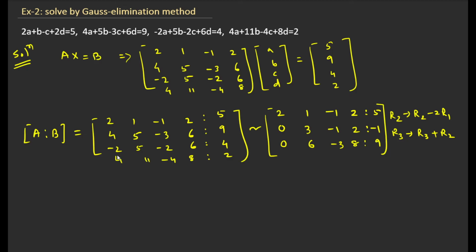Okay, then again we'll make this 4 to 0 with the help of 2. So R4 goes to R4 minus 2 into R1. Now see, all the operations are with R1. So it will be, this is R1. Okay, so it's 0, and then 9 minus 2 is 4, and the last element is how much, minus 8. So this is our step 1.